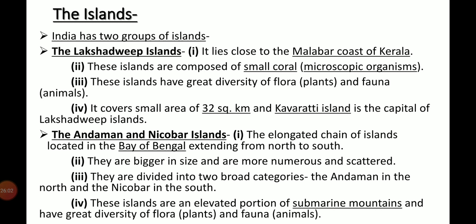The last physical feature is the islands. India has 2 groups of islands. One is the Lakshadweep Islands and the other is the Andaman and Nicobar Islands. The Lakshadweep Islands lie close to the Malabar coast of Kerala, and these islands are composed of small corals. Coral means microscopic sea organisms.